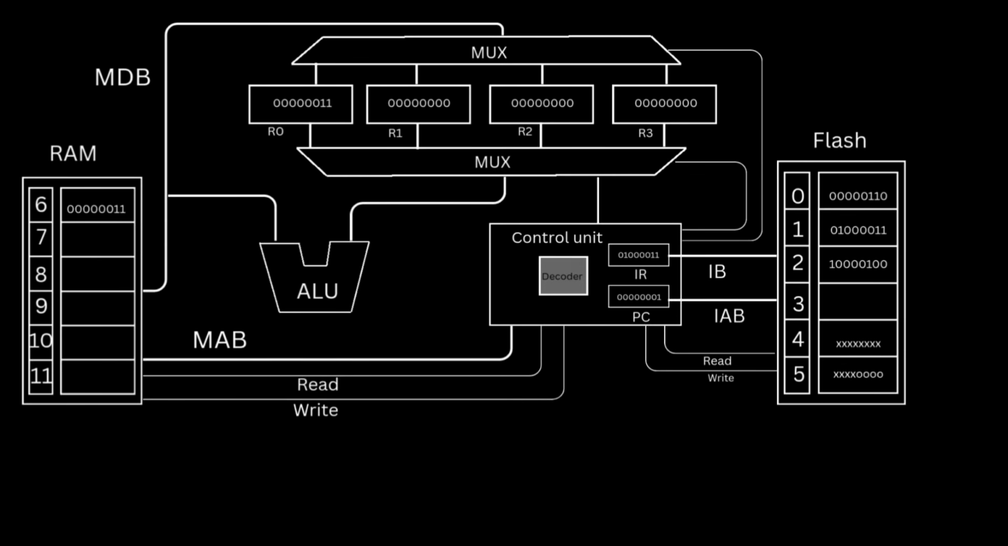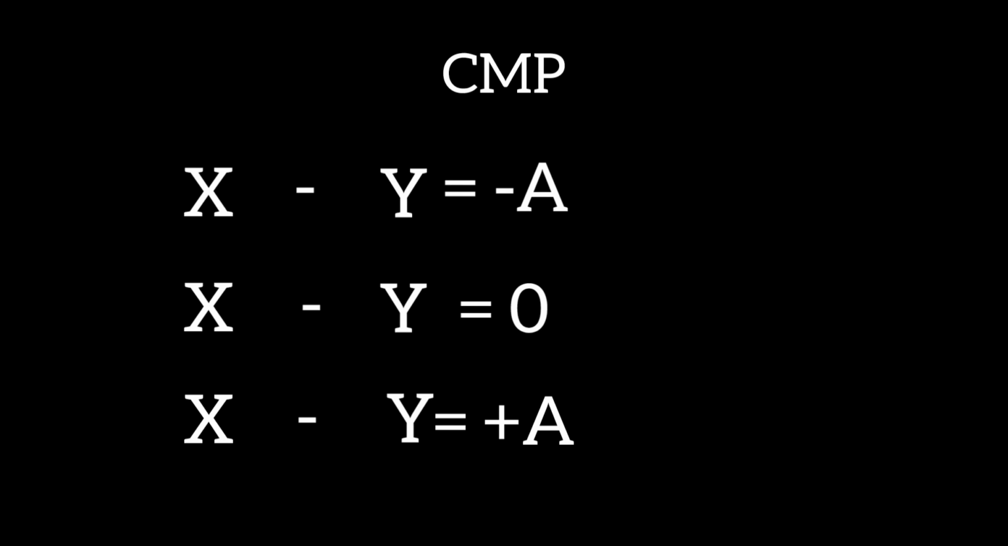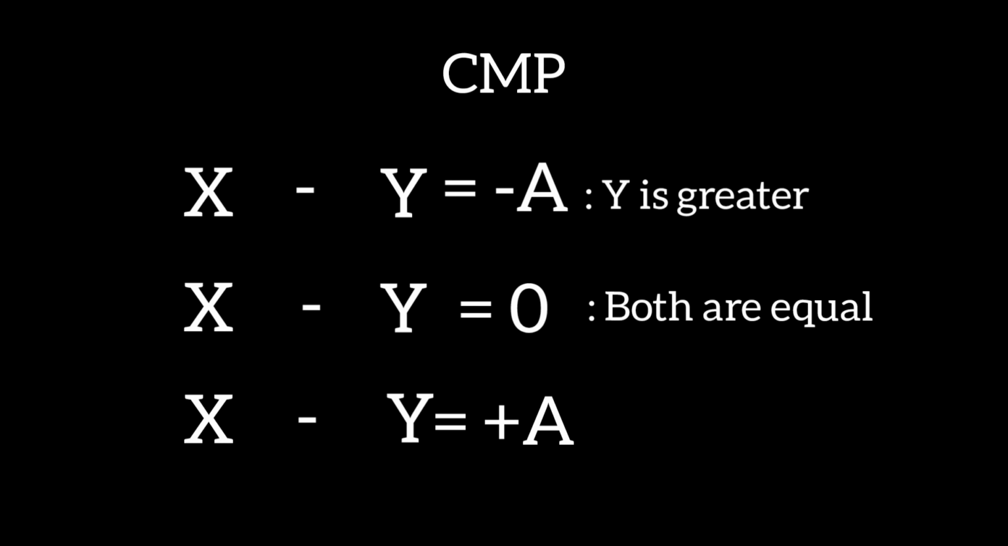When programming, we often use comparison operators like greater than, less than, or equal to compare two values. In our case, we're comparing the number 3 stored in register 1 with the 3 from the instruction. Now, when comparing two values, all the CPU really does is subtract them. If the result is negative, that means the second value is greater than the first. If it's 0, the two values are equal. And if it's positive, the first value is greater.